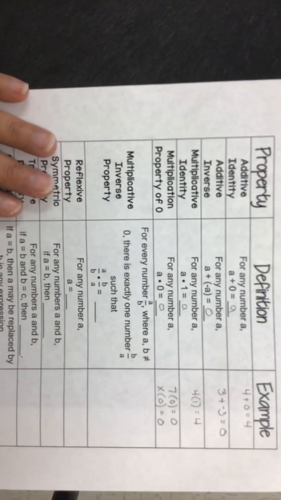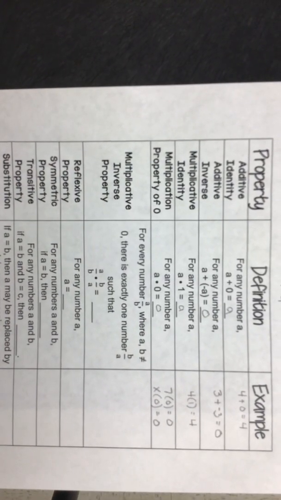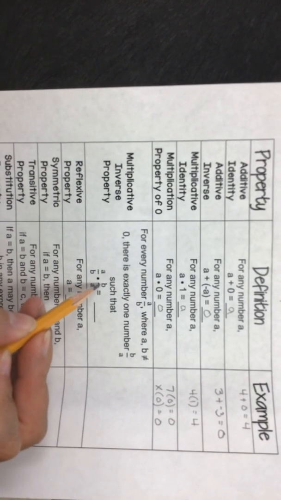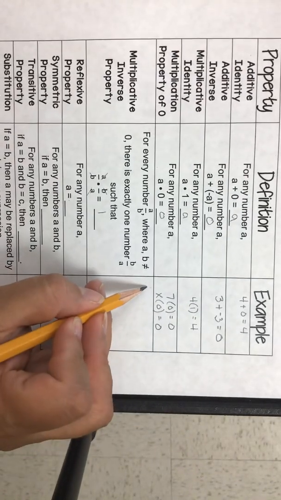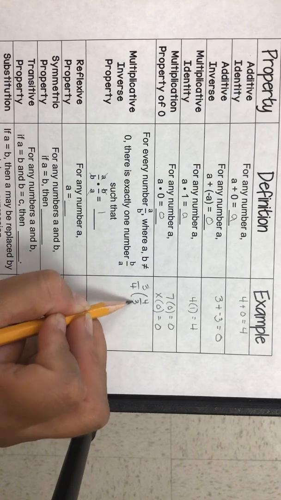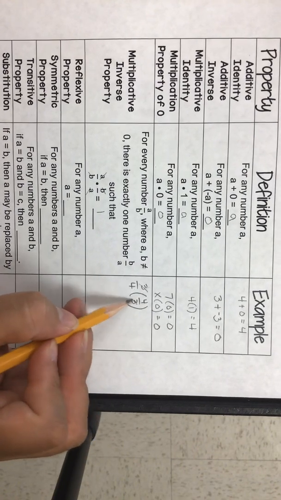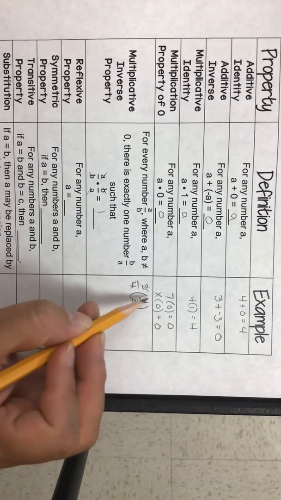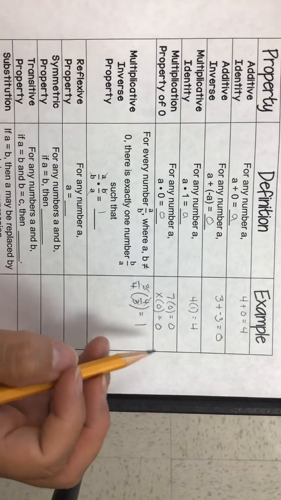The multiplicative inverse property means that if you have a fraction and you flip it, it's going to equal 1. So a over b times b over a, and what happens is that this reduces and it becomes 1. Let me give you 2 examples. 3/4 times 4/3. These simplify to be 1, and these simplify to be 1. That's why your answer is 1.